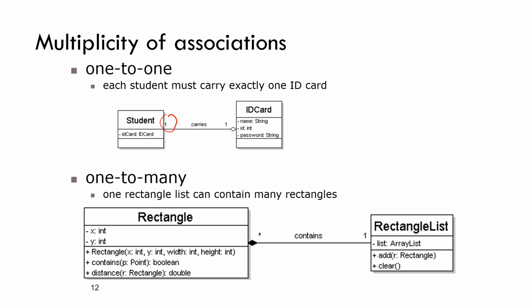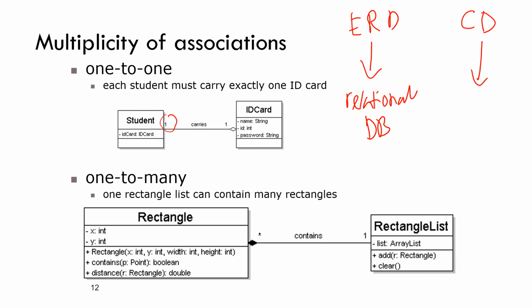This diagram is a class diagram. ERD is under what? Relational type of database. But class diagram is under object-oriented database. Can you understand this? But the purpose of these two is the same. They want to give us the structure of our database. Just the approach is different.